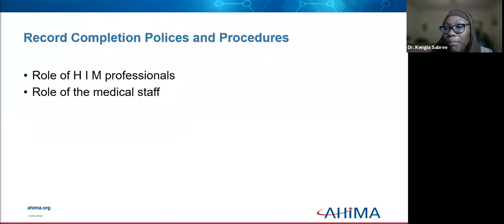The HIM professional administration and the medical staff must develop medical record completion policies and procedures and include them in the medical staff bylaws. Although the facility's governing body has the overall responsibility for patient care, responsibility for the delivery and documentation of patient care is delegated to the medical staff.